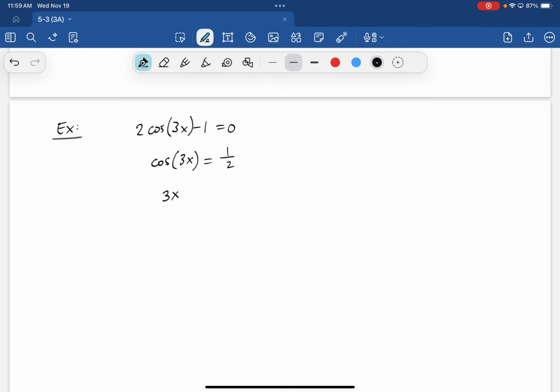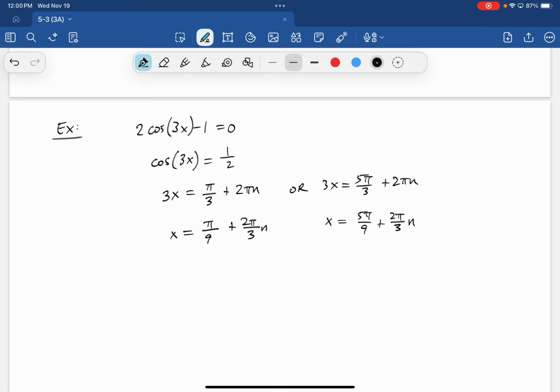Then we would solve for 3x. We would go through the same process and try to figure out what 3x equals. We would have 3x equals pi over 3 plus 2 pi n, or 3x equals 5 pi over 3 plus 2 pi n. Same exact thing as before, except now it's 3x. To solve for x, we just divide the whole thing by 3. So we'll have x equals not pi over 3, but pi over 9, plus not 2 pi, but 2 pi over 3 n. The second solution would be 5 pi over 9 plus 2 pi over 3n. So this would be our solution.